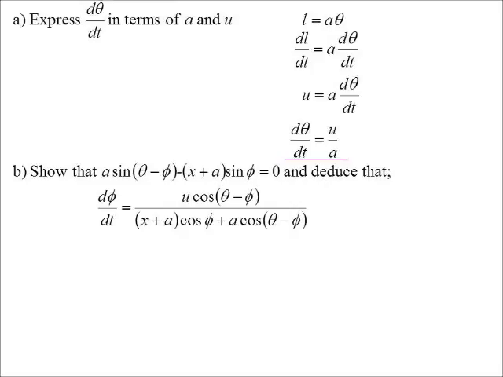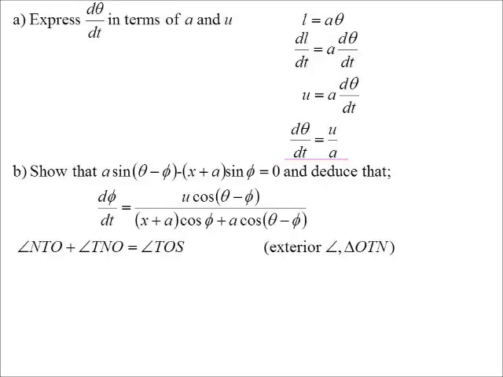Right, it looks incredible. Show that a sine(theta minus phi) minus x plus a, theta, sine phi is equal to 0. And if that's not enough, we're then going to deduce this derivative. Well, play around with a bit of geometry here. I've got to define some angles.